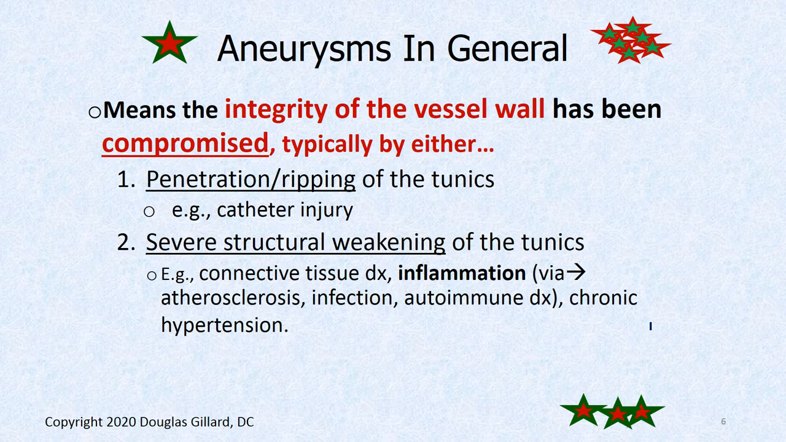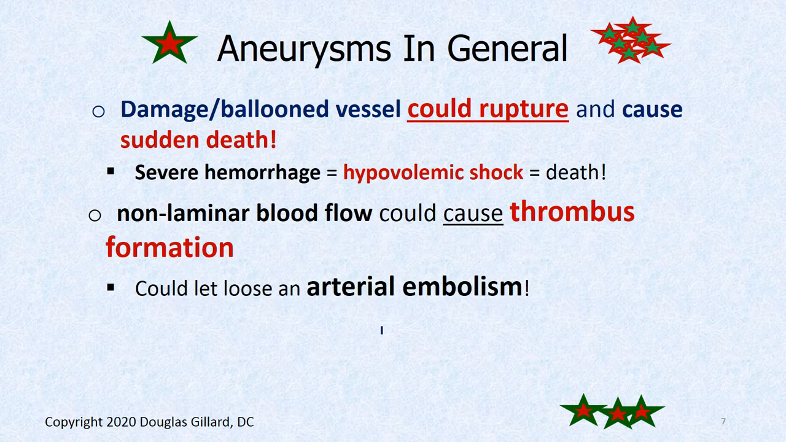By something. It could be a catheter injury, an old infection, or a puncture, maybe you're in a sword fight and got stabbed through one. So there's some kind of weakening that occurs. Connective tissue diseases naturally weaken vessels. We're going to talk about Marfan syndrome next. There's also Loeys-Dietz syndrome, type 4 Ehlers-Danlos syndrome, and neurofibromatosis 1.